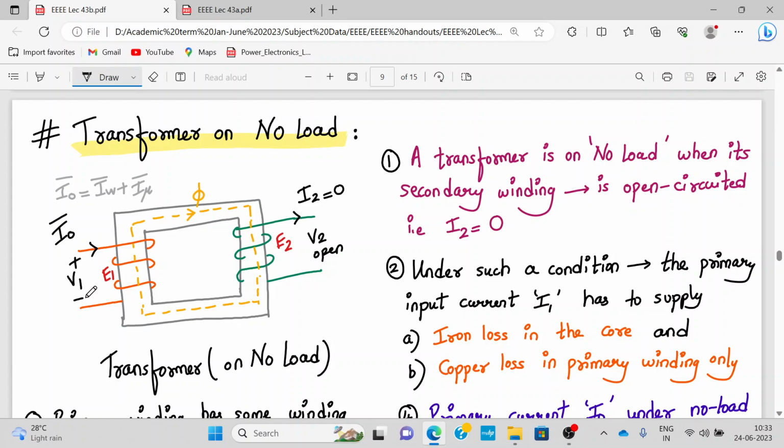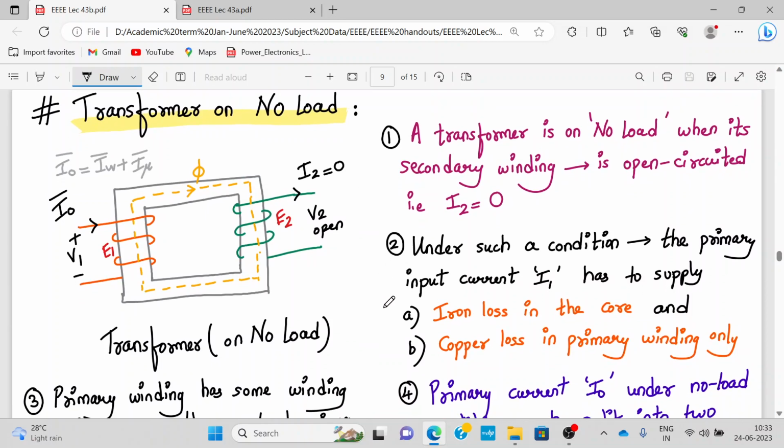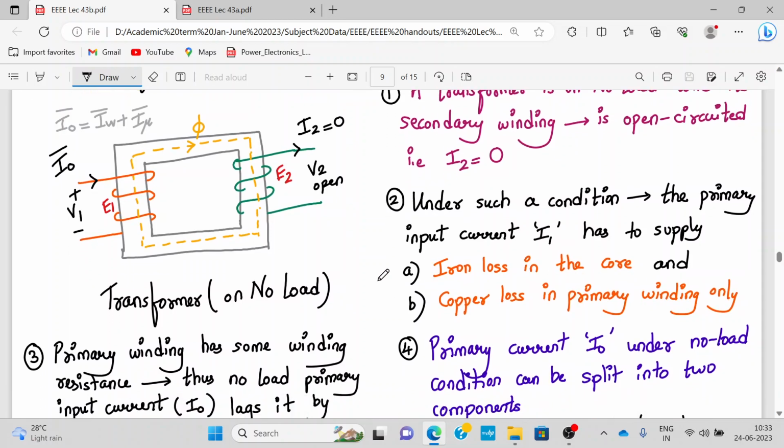Due to alternating voltage V1, the primary current I naught flows. And here E1 is the self-induced EMF, E2 is the mutually induced EMF produced. So under such a condition where I2 is 0, the primary current has to supply for the iron loss in the core and the copper loss in the primary winding only. Remember, in a transformer there are two types of losses, iron loss and copper loss. Since it is under no load condition, your secondary is open, so I2 is 0. That means the losses associated with the secondary will not be there. So the primary current has to supply for the iron loss as well as the copper loss.